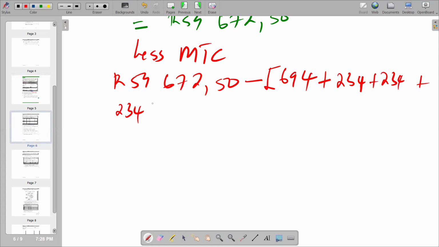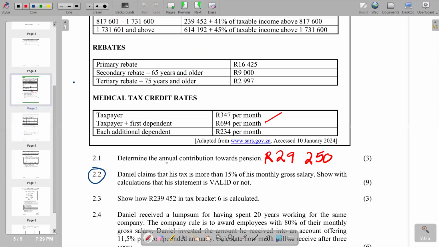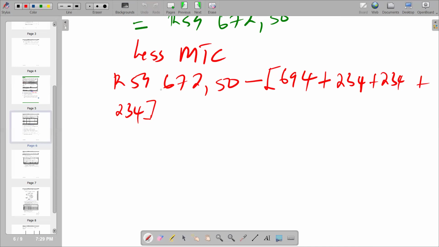Then obviously, after doing that, we are supposed to multiply by 12. As we are saying, these figures that we are using are per month. But if you go to the other section, you'll see that the figure that we are using here is an annual figure. So obviously, we have to convert these monthly figures to annual, which means we're going to multiply by 12. So the answer that we get in brackets, we are going to times 12.